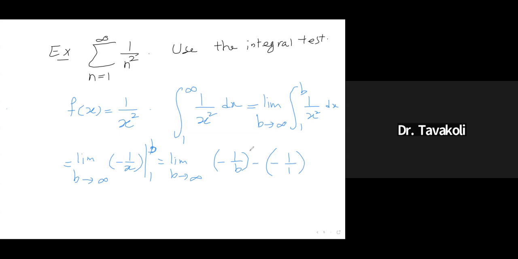Now, as b tends to infinity, this is going to be 0. 1 divided by infinity is 0. And minus minus 1 in the next parenthesis is going to be 1. So this is a convergent integral. Therefore, by the integral test, this series is also convergent.